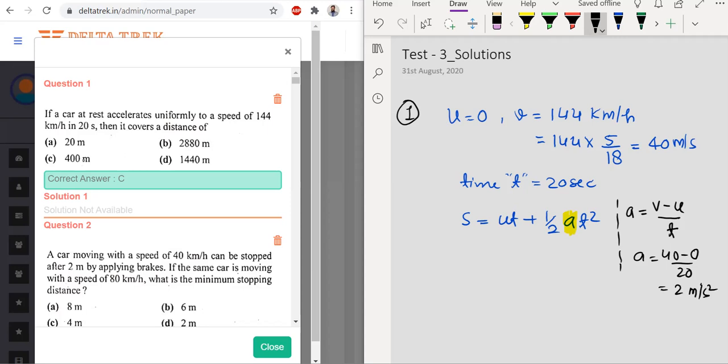Now we can solve it for s. U is 0, so 0 multiplied with 20 will be 0. Half into acceleration, which is 2, into t square. T is 20, 20 square. So here we can see this 2 is going to be cancelled out. Then s will remain as 20 square, it will be 400 meter. So this was just a simple solving. Option C.